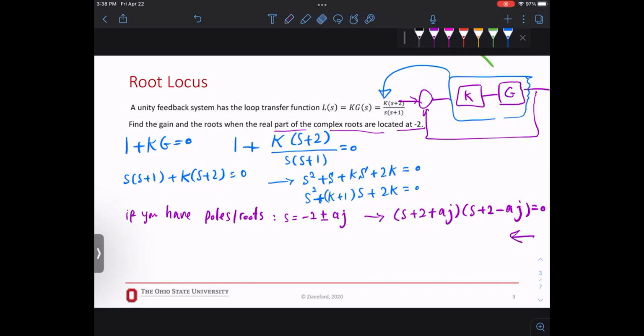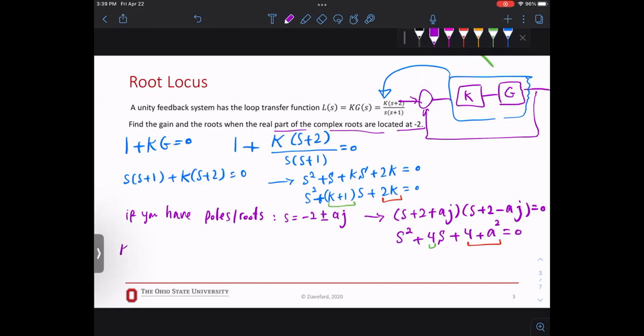So this will give you s squared plus 4s plus 4 plus a squared equal to 0. Right? So if we place the pole at those specific values, this is our characteristic equation. Now, compared to the system characteristic equation, find values for k and a. So this guy is this, and then this one is this.